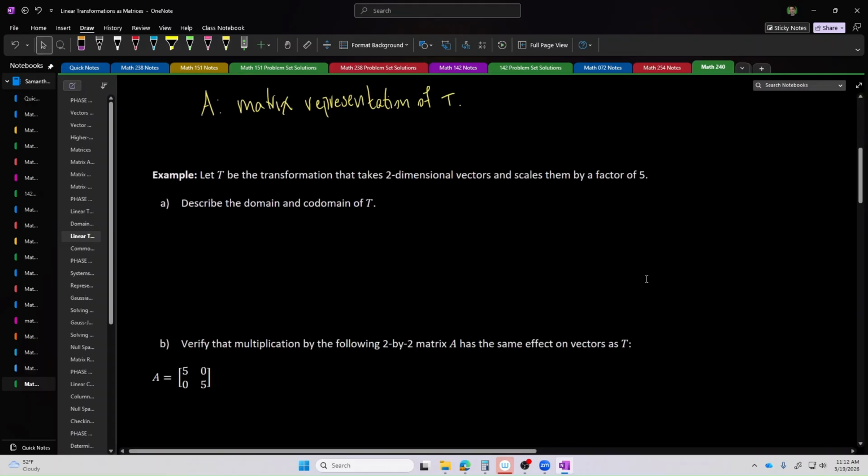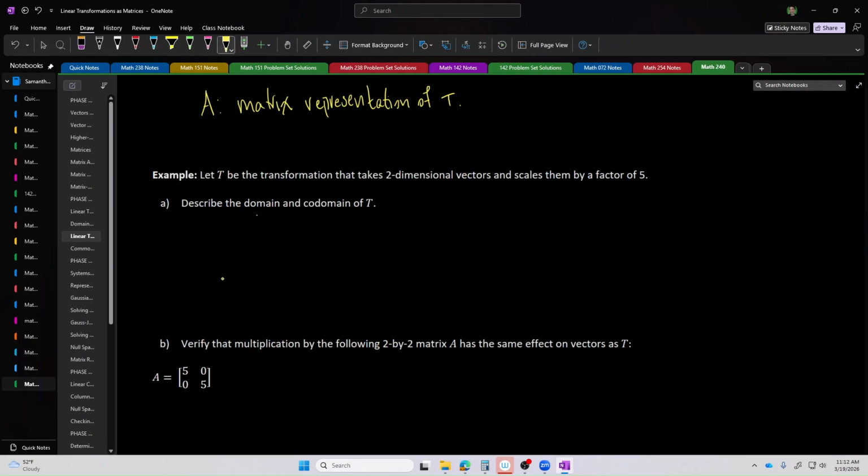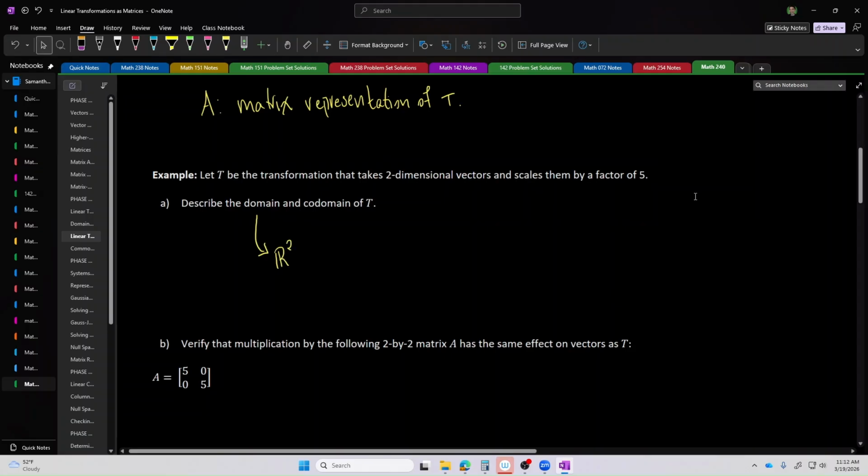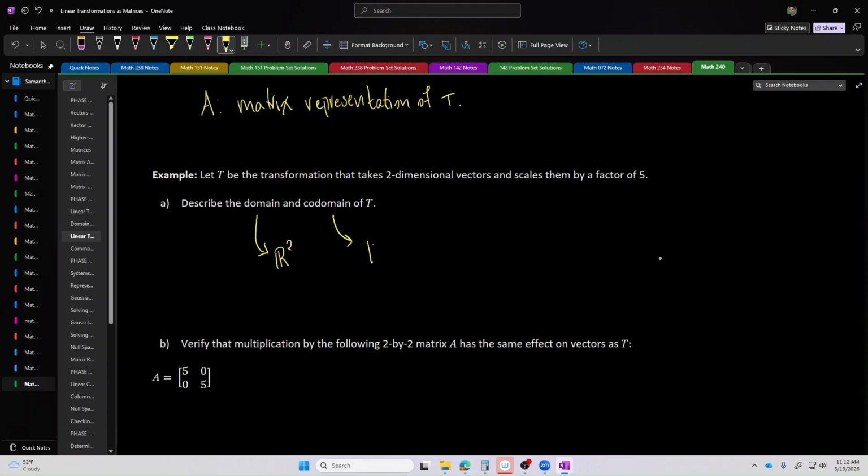So for example, suppose that I have a linear transformation and the action performed by this function is to take vectors in two-dimensional space and scale them by a factor of 5. First of all, let's establish the domain and the codomain of this function. The question explicitly says that this function takes in two-dimensional vectors. Because of that, the domain is going to be R2 in this case. And when you scale a two-dimensional vector, when you resize it, the result is going to be two-dimensional as well. So in this case, the codomain will also be R2.